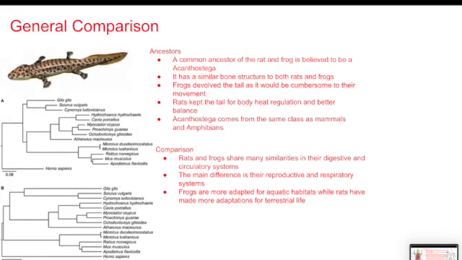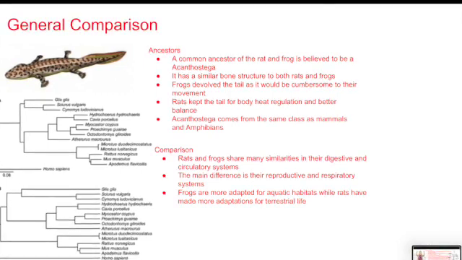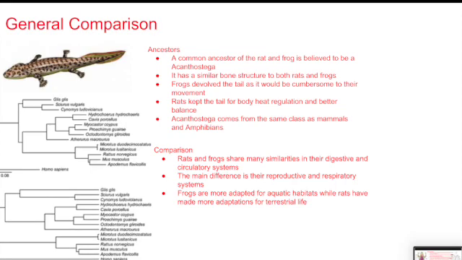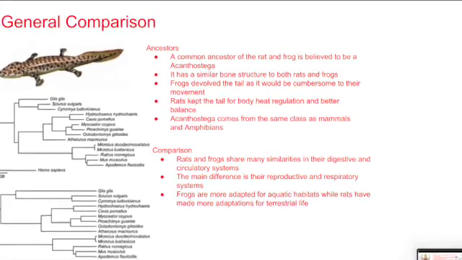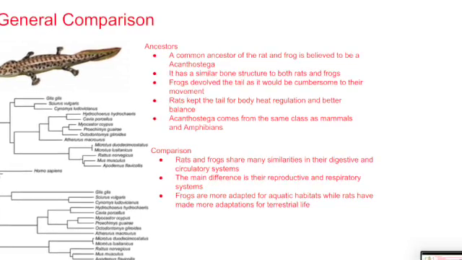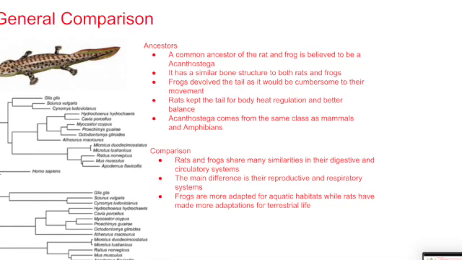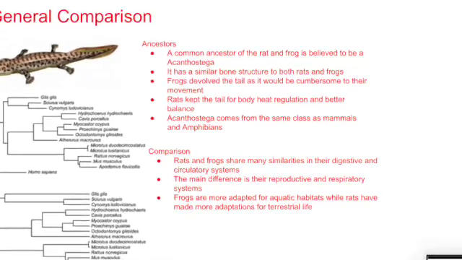Now, general comparison. A common ancestor of the rat and frog is believed to be Acanthostega. It has a similar bone structure to both rats and frogs. Frogs lost the tail, as it would be cumbersome to their movement. Rats kept the tail for body heat regulation and better balance. Now, Acanthostega comes from the same class as mammals and amphibians.